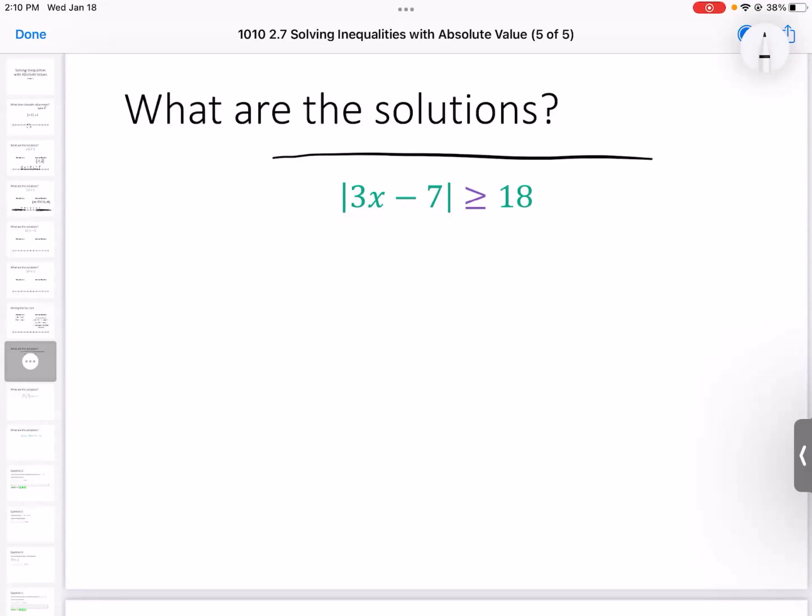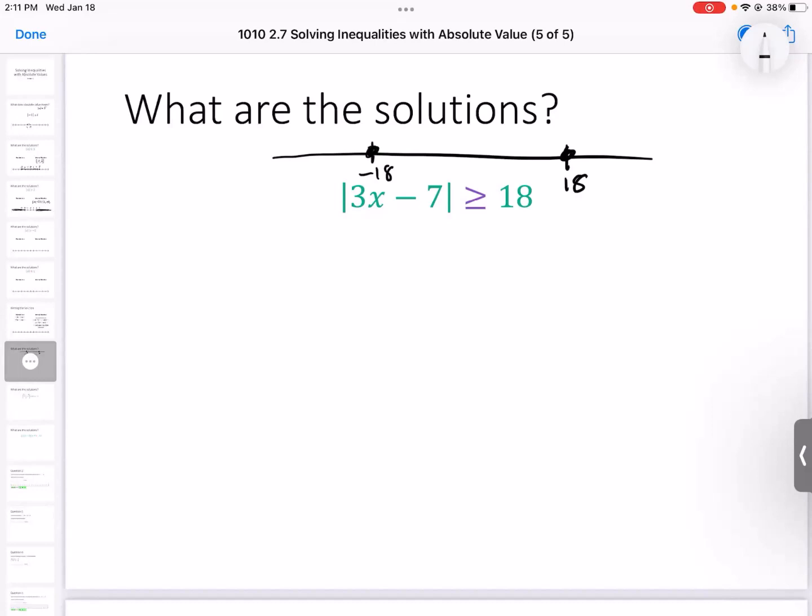So for example, I know that it could equal 18. If this stuff equals 18, that would be a solution. It would also be a solution if it was negative 18, right? Because the absolute value of 18 is greater than or equal to 18, and the absolute value of negative 18 is as well. So I'm not necessarily looking for X right now. I'm looking for what the stuff inside the absolute values could be, and I'm going to use that to help me find X. So I say, okay, those two are solutions.